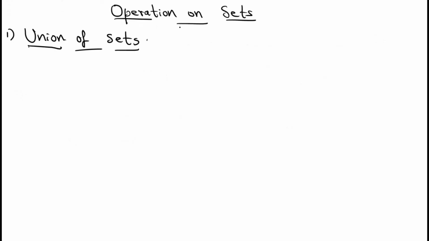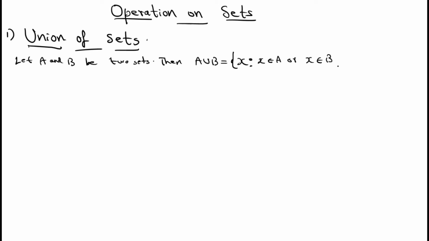Okay. Next is operations on sets. Basic algebraic operations, plus, minus, multiplication, division, are there, right? Similarly in sets also some basic operations are there. First operation is union of sets. Let A and B be two sets. Then A union B is equal to the set of all x such that x belongs to A or x belongs to B. It's the meaning of union.